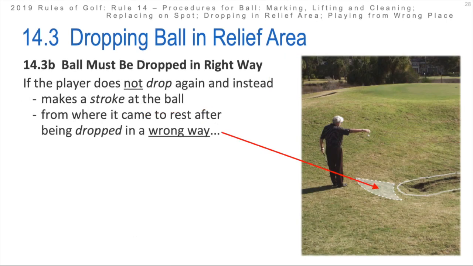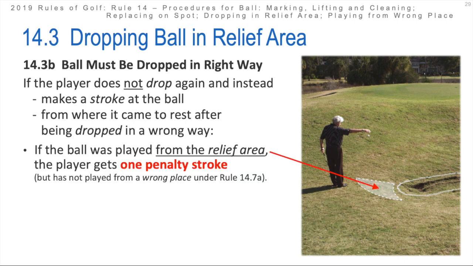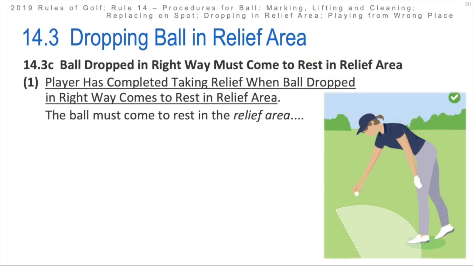So if you do drop it in the wrong way and don't realize it and go ahead and make the stroke, if the ball was played from where it was supposed to be played from, meaning from the relief area, the player is going to get a penalty stroke for dropping it in the wrong way. But if the ball, in addition to dropping it in the wrong way, also was played from outside the relief area, that is what we call playing from a wrong place, and you're going to get a total of 2 strokes.